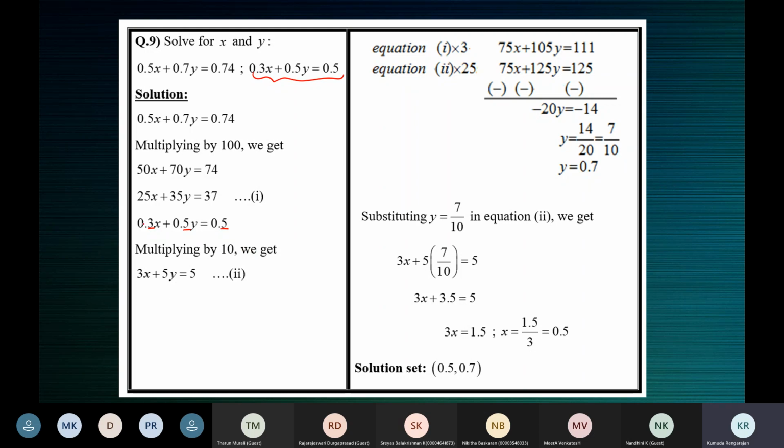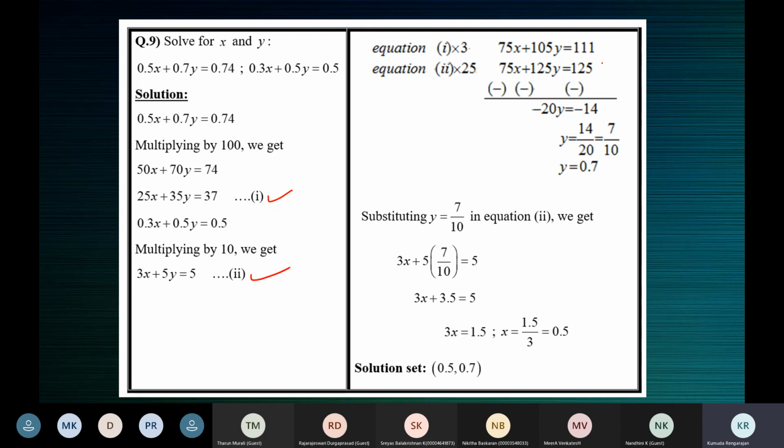All right. Everywhere we have only 1 decimal place, so we multiply by 10. This one into 10, 3x. This one into 10, 5y. This one into 10, 5. So now we have two equations like this in x and y. There's no instruction given, so you can use any method.